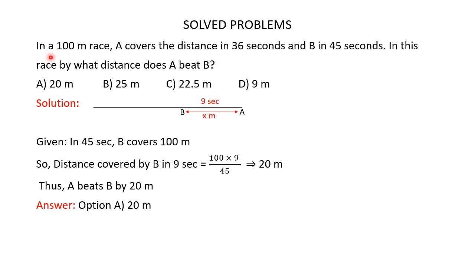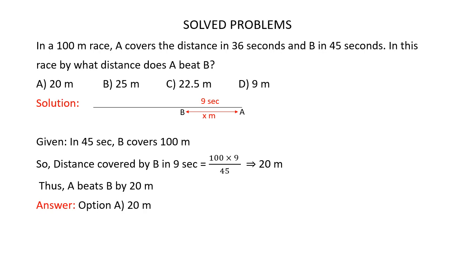In a 100-meter race, A covers the distance in 36 seconds and B in 45 seconds. In this race, by what distance does A beat B? You are given four options here and you have to find out which of these options is the correct one. Now let's understand the question with the help of a diagram.